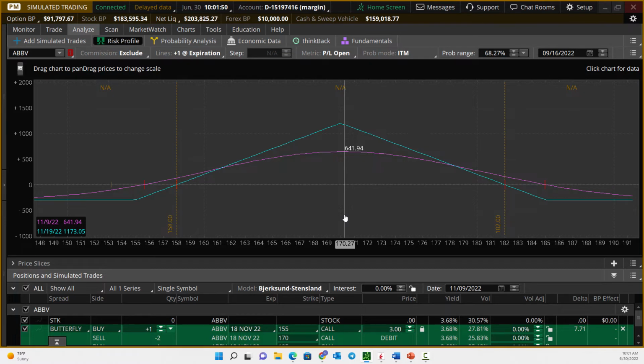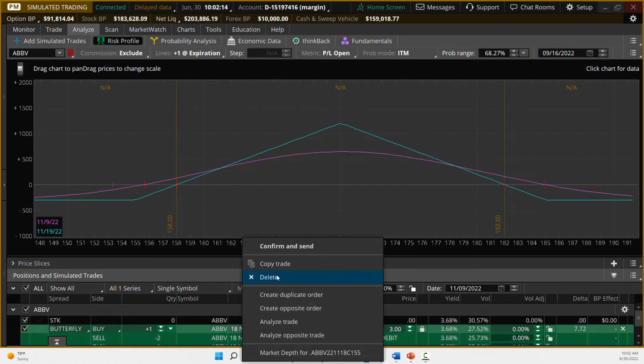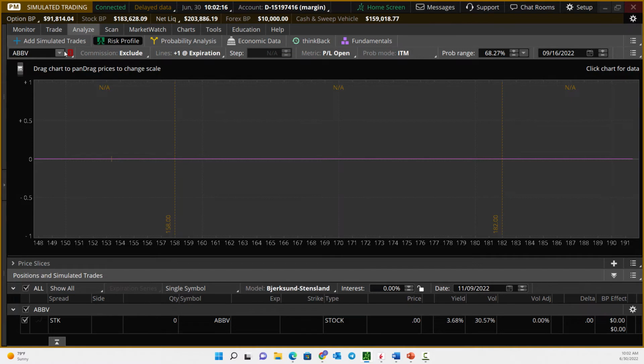So sometimes, the nice thing about these targeted butterflies is, again, you don't have to stay in all the way to expiration. Heck, here you're up $640. You only paid $300 for the trade. You've made a 200+% return. So you could get out early at a big profit. Now, this one's quite a ways out there because we had to go to November. Let's do one of the other examples.